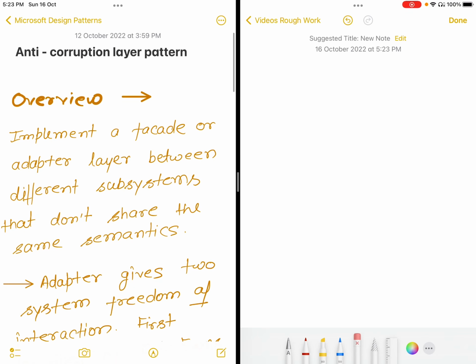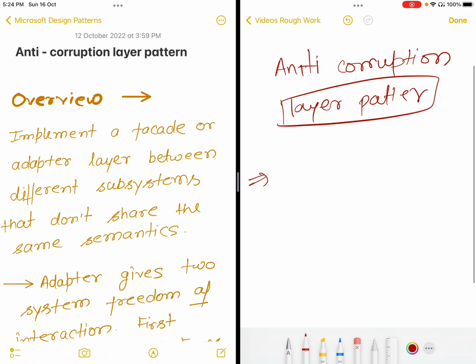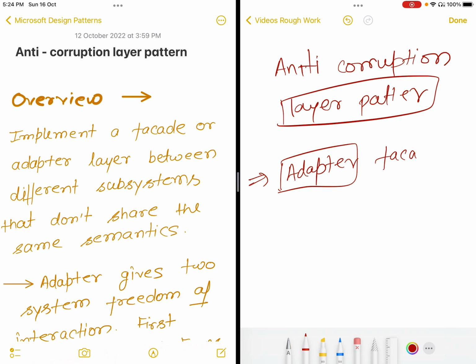Let's try to understand another cloud design pattern, and that is called the anti-corruption layer pattern. So this design pattern is kind of 90% or 95% similar to the adapter design pattern, if you have heard about it, or the facade layer.